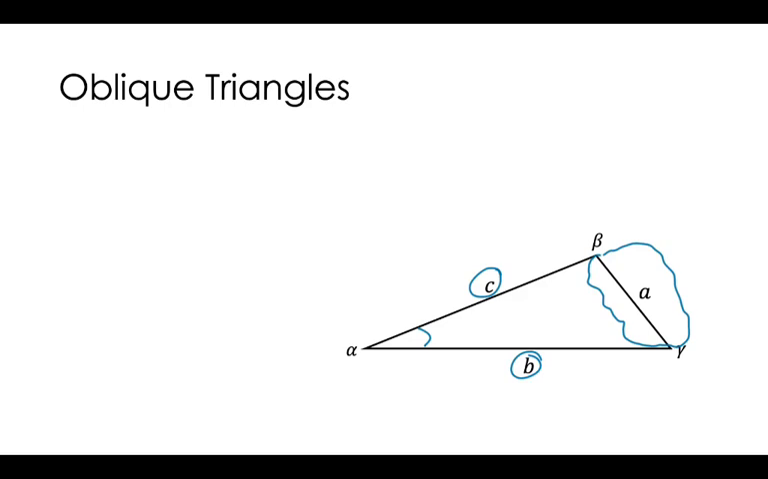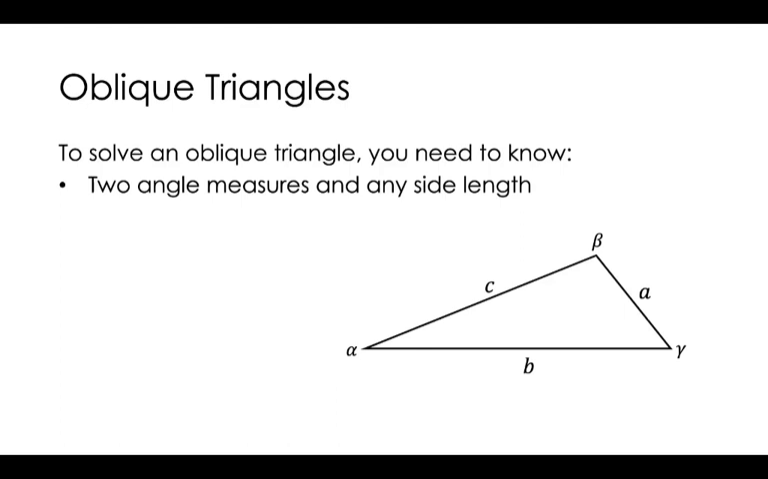We could possibly know two angle measures and any side length. This is the minimum amount of information that we need to solve this triangle. So I might know the measures of angle alpha and angle beta, and then any side length. I could know the side length that's between those two, or I could know one of the side lengths that's not between the two. We call that case angle, angle, side, or angle, side, angle.